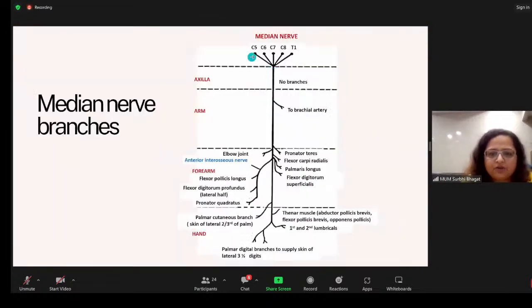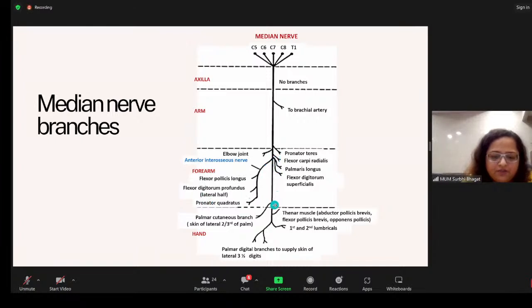So this is a line diagram which shows that it derives these nerve roots. There are no branches in the axilla like the ulnar nerve. In the arm, it gives a branch to the brachial artery, and the main branch starts after the elbow. First branch will be the muscular branch to the pronator teres, then the flexor carpi radialis, palmaris longus, flexor digitorum superficialis. Once all these muscular branches are given up, AIN, that is the anterior interosseous nerve, forms, which is purely the motor nerve of the median nerve. This is very important to know, that this is just purely motor over here.